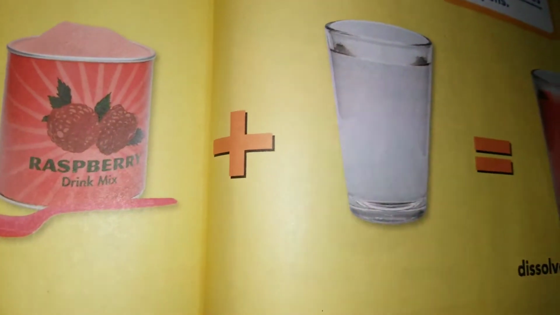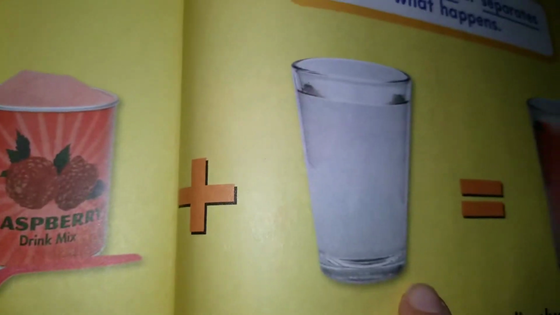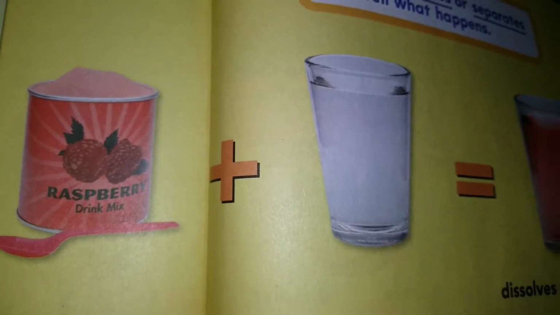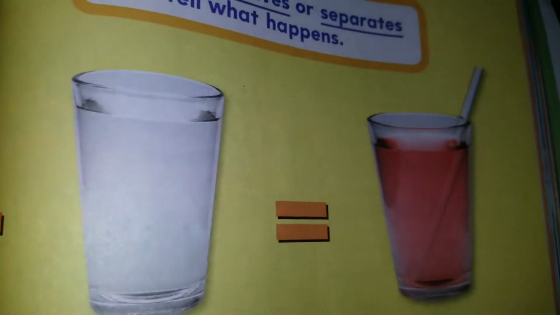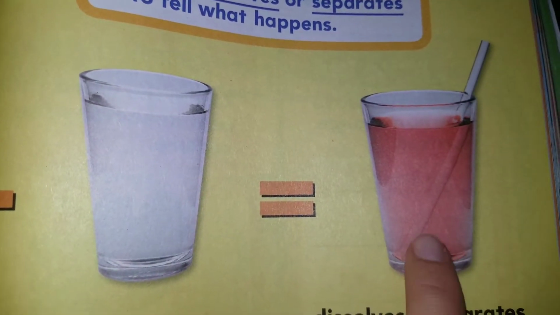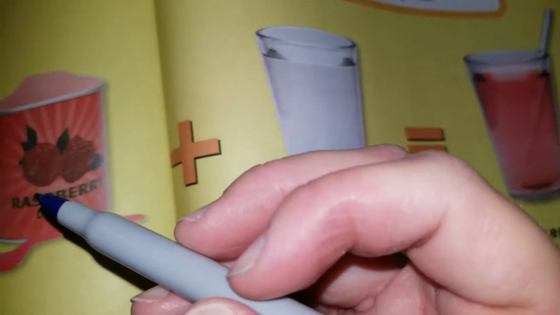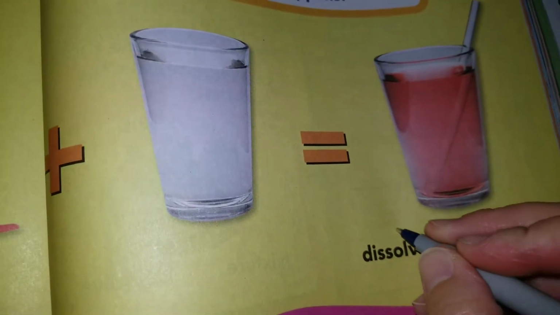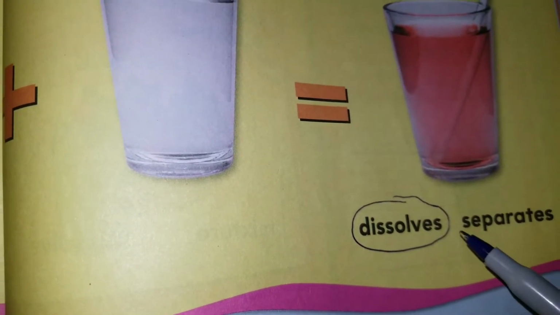So let's take a look at the first picture. In the first picture, we have raspberry. It looks like a raspberry powder that you can dissolve to make a drink, right? You can dissolve it into water. So look what happened. You pour the raspberry into the water using a plastic spoon, and voila, you get a yummy and cold drink, right? So what actually happens here is that the raspberry powder dissolves into the water. So you go ahead and circle the word dissolves.